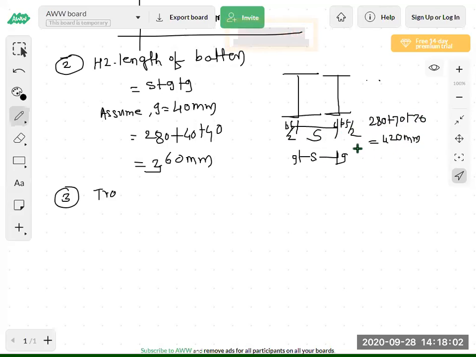As I told you in the last lecture, 420 is the greater length, and here we have assumed the batten length is 360. If the 360 length batten will carry the column load, no problem. But if not, then we can provide this.